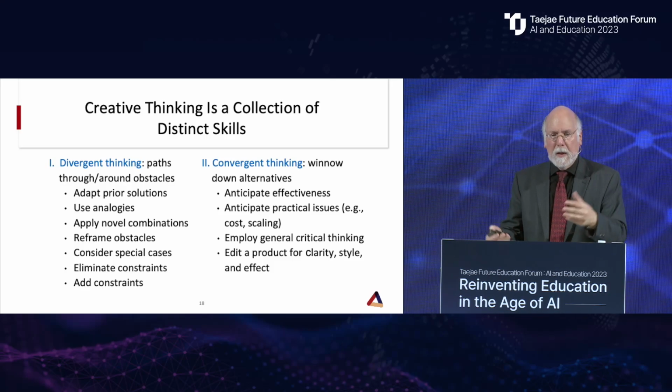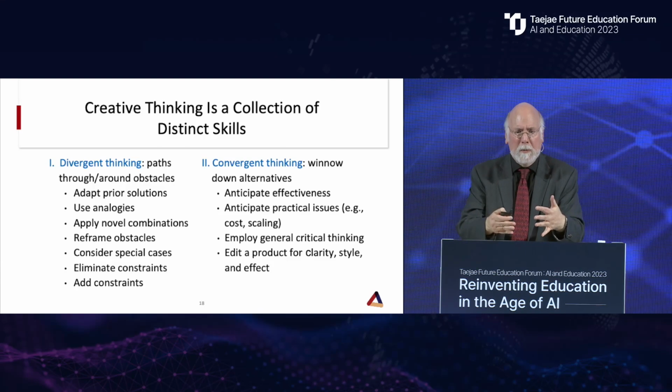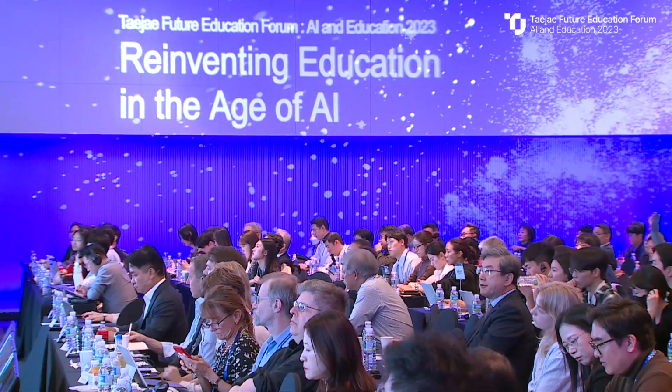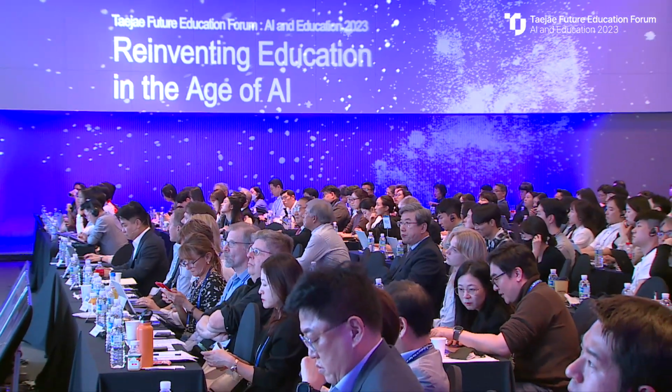Convergent thinking is once you've got all these possibilities, you want to winnow them down, narrow them down. So anticipate how effective they'll be, anticipate practical issues like cost and scaling and so forth. I don't have time to go through all this.